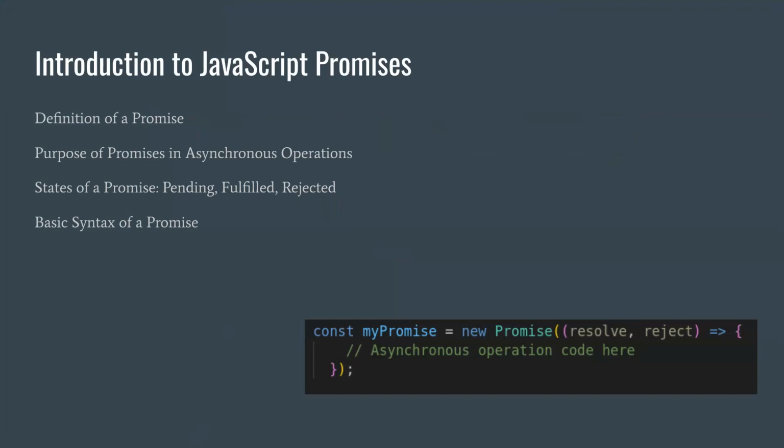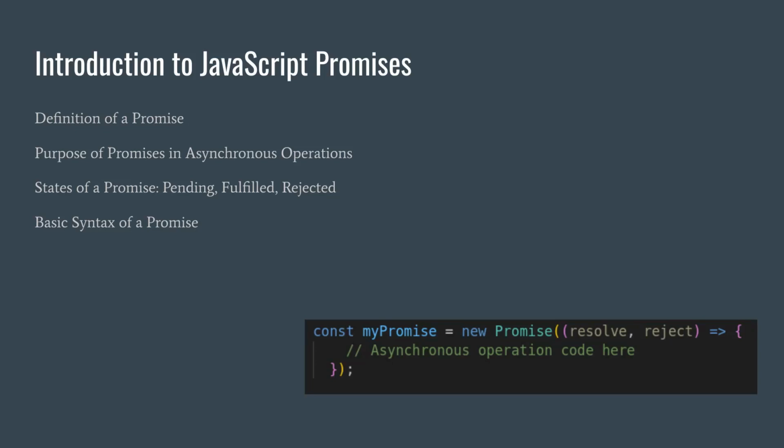So to give you a definition, a promise in JavaScript is an object that represents the eventual completion or failure of an asynchronous operation. So this is really powerful, because you can handle asynchronous tasks such as an API request or file operations.